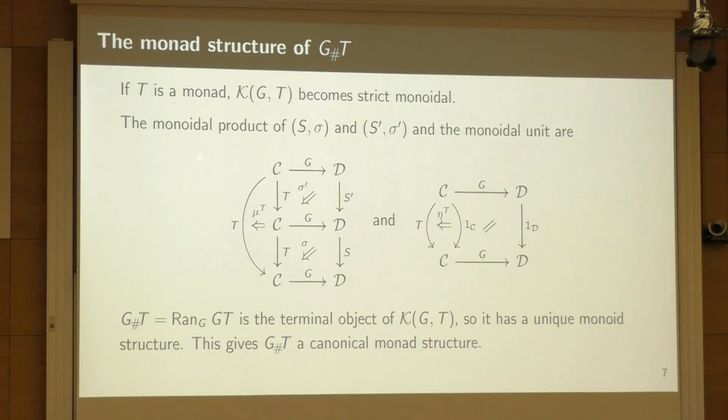The right-hand extension of GT along G, if it exists, is precisely the terminal object of this monoidal category. And as any terminal object in a monoidal category, it has a unique monad structure. And well, this is not quite the monoidal category of endofunctors of D, but there's certainly a forgetful functor from this one to that one. And so that monad structure gives me a monad structure on this right-hand extension.